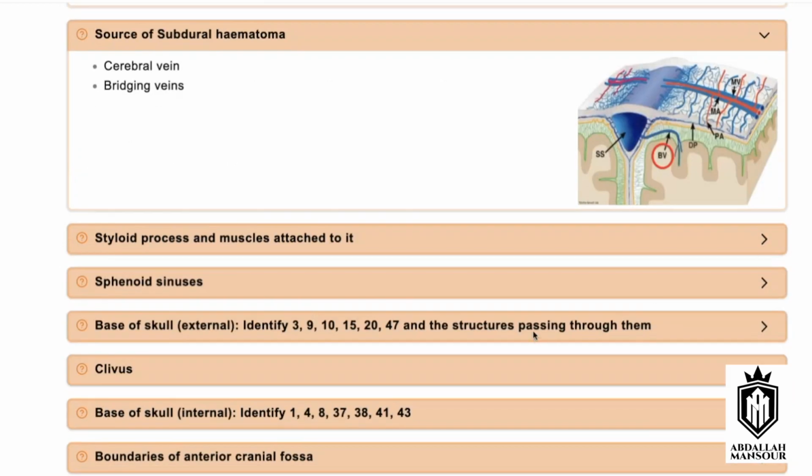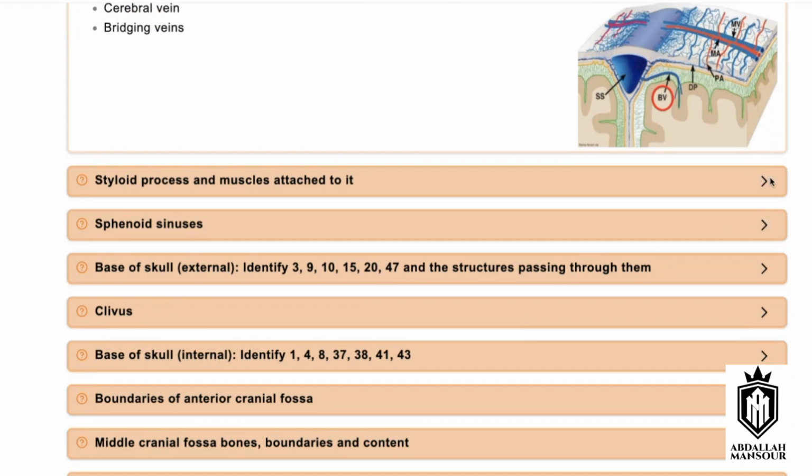Yeah. And what are the muscles attached to the styloid process? There are 3 muscles attaching to the styloid process, which is stylopharyngeus, styloglossus, and stylohyoid.